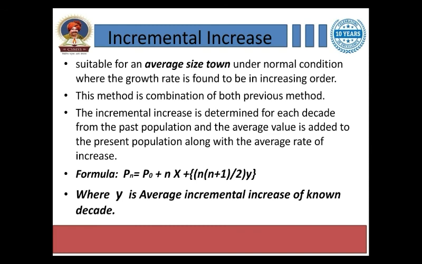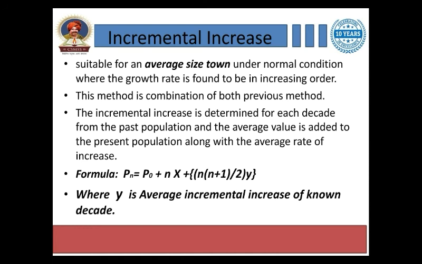Then what is the incremental increase method? Yes, it is the third type of forecasting of population, suitable for an average size of town under normal conditions, with the growth rate found to be in increasing order. This method is a combination of both previous methods. It means the arithmetical increase and geometrical increase methods.